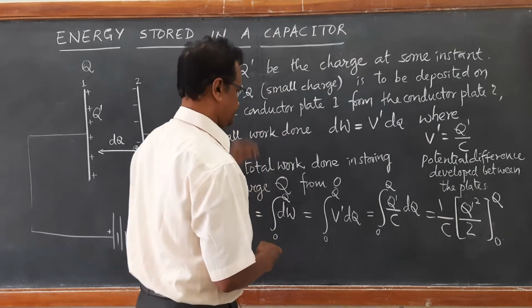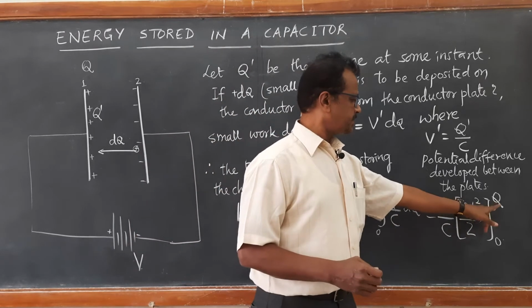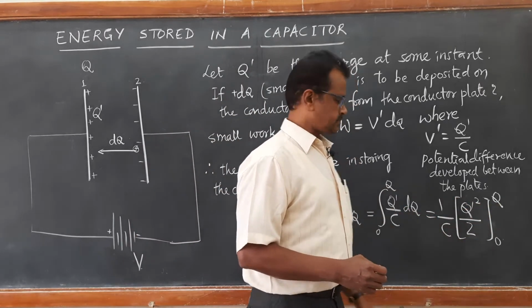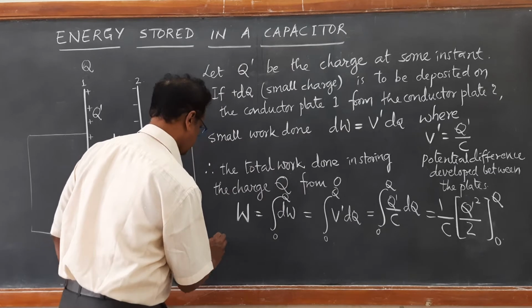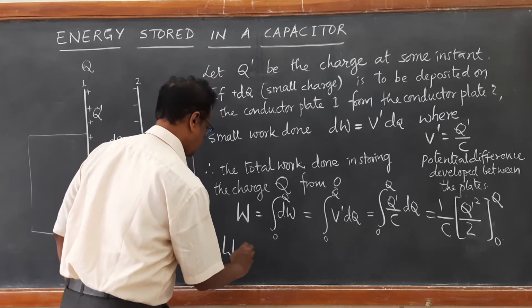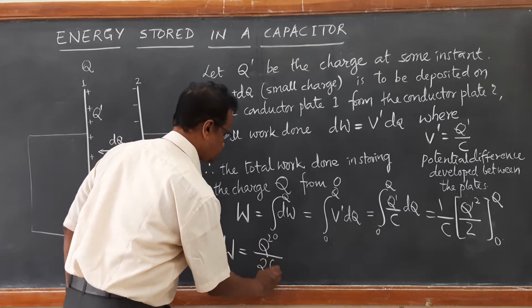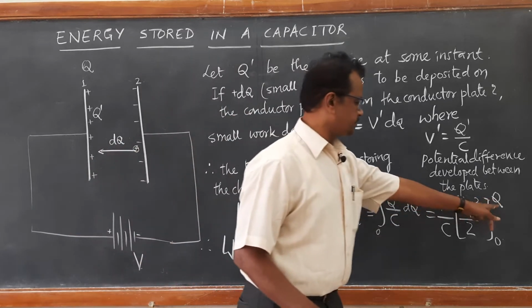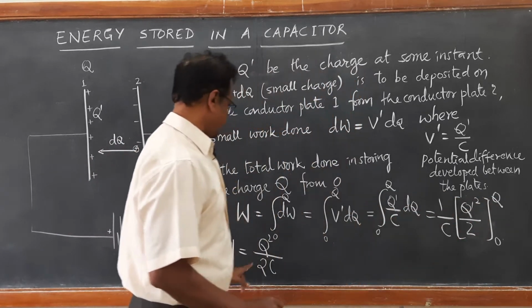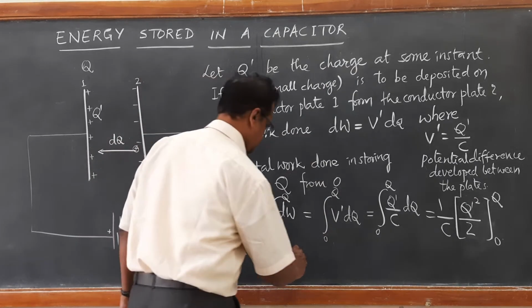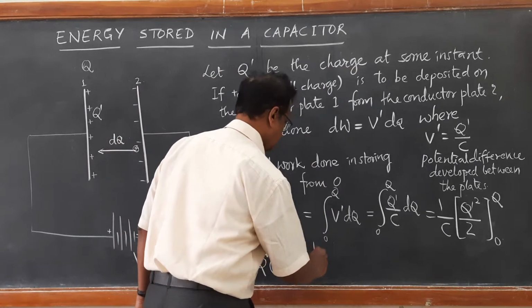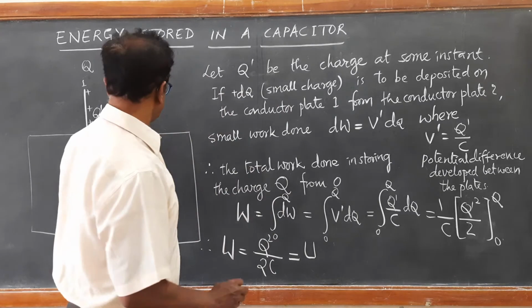Now substitute the upper limit q, lower limit 0. So thus we get total work done is equal to q square by 2c. Upper limit is q, lower limit is 0. So we get finally q square by 2c. So this itself is the electrostatic potential energy stored in the capacitor.